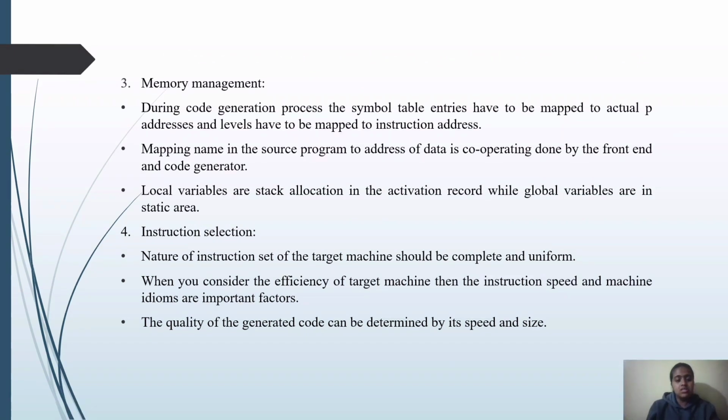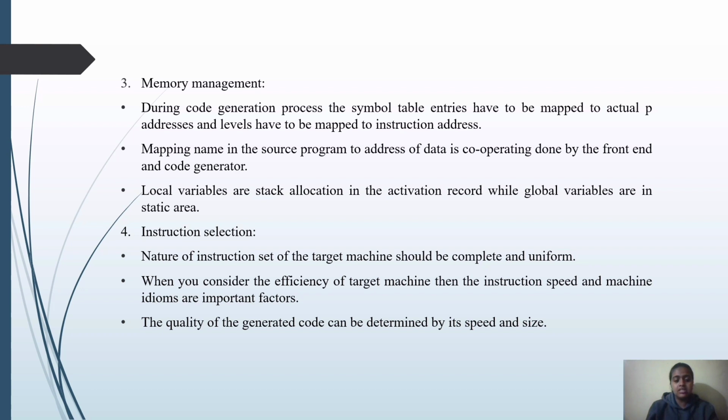The next issue is memory management. During the code generation process, the symbol table entries have to be mapped to actual addresses and labels have to be mapped to instruction addresses. Mapping names in the source program to addresses of data is cooperatively done by the front end and code generator. Local variables are stack allocations in the activation record, while global variables are in the static area.